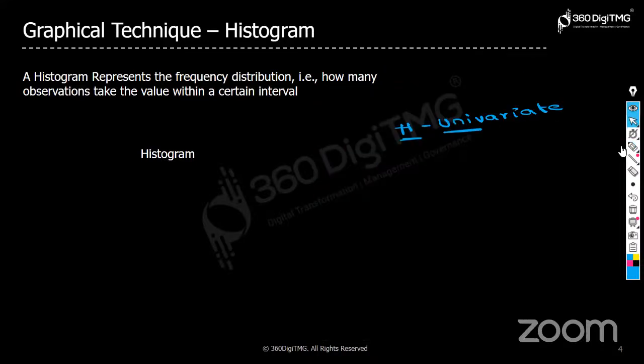Okay, then what is this? Again, histogram is also called a frequency distribution. So what is frequency distribution? We'll see. Whenever we are plotting a histogram, this is called a frequency distribution.